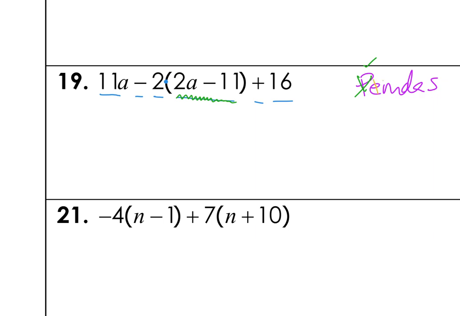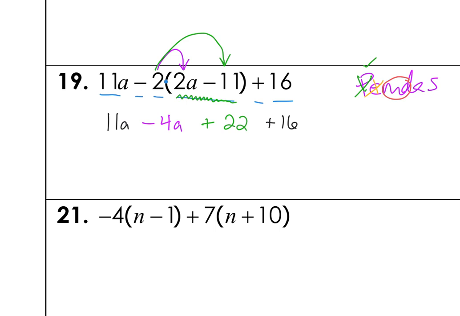Do we have exponents? No. Do we have multiplying or dividing? Yeah, so let's do that. So here's what happens. That 11a drops down, not touched. That plus 16a, that plus 16 drops down, not touched, right? Next, negative 2 times positive a would be negative 4a. Let's see. Negative 2 times negative 11 is positive 22.